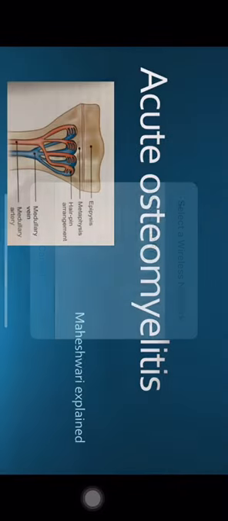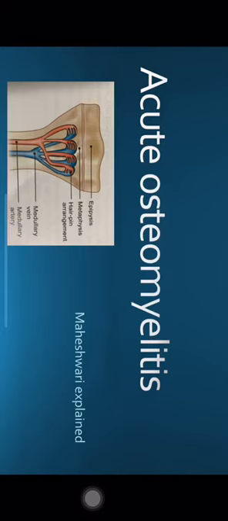Hi everyone, we will discuss acute osteomyelitis. Acute osteomyelitis is an infection by a microorganism. Most commonly, Staphylococcus is the most common organism for acute osteomyelitis, and other organisms like Streptococcus and Pneumococcus are the other organisms causing acute osteomyelitis.